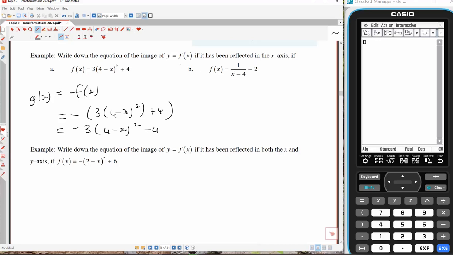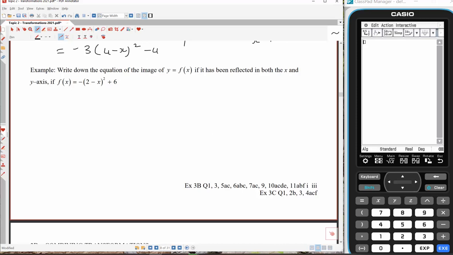Right, same deal with this one here. What we'll do is g of x is made by doing negative f of x. So we're going to negate all of f of x. So g of x is equal to negative 1 over x take 4, take 2. So that gets negated and that gets negated.